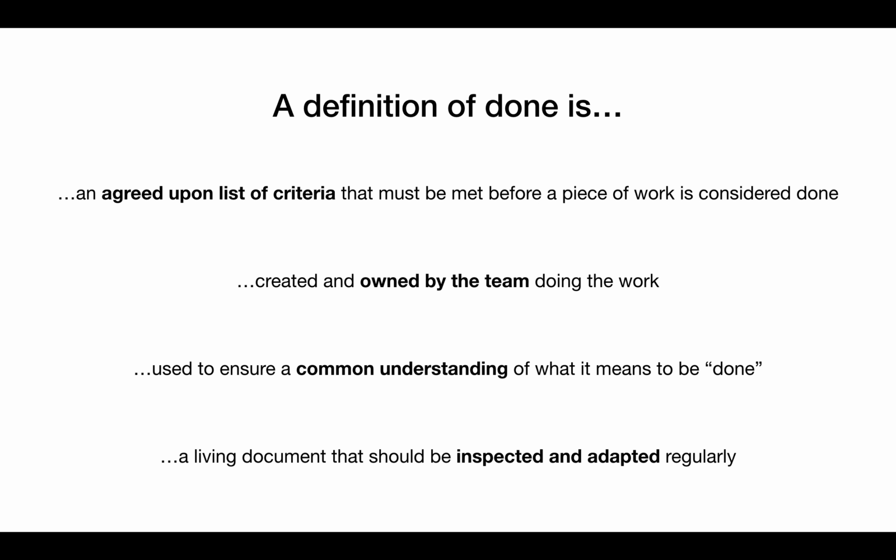So to summarize, the definition of done is an agreed upon list of criteria that must be met before a piece of work is considered done. It is created and owned by the team that is doing the work. It's used to ensure that everyone has a common understanding of what it actually means to be done with something. And finally, it's a living document, meaning that it changes over time, and it should be inspected and adapted regularly. We can add things to it, remove things from it. We don't want it to become obsolete and static.